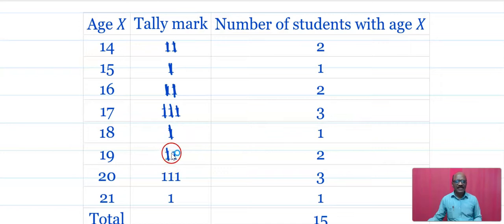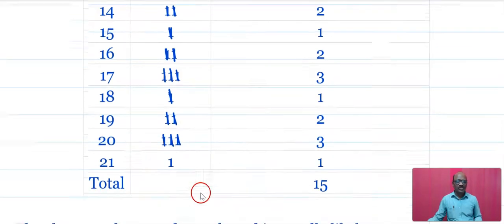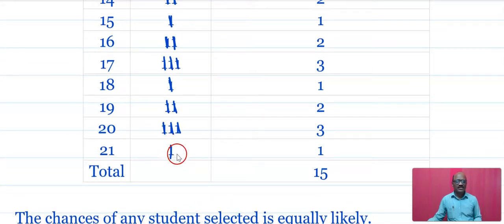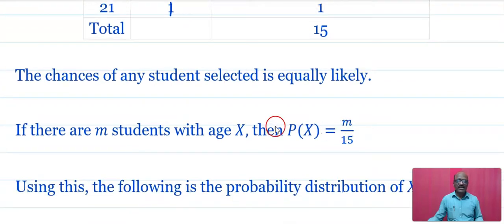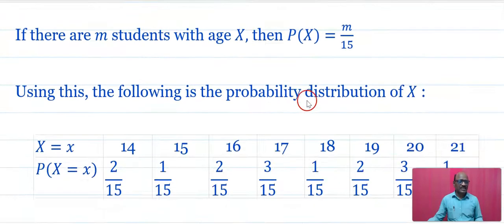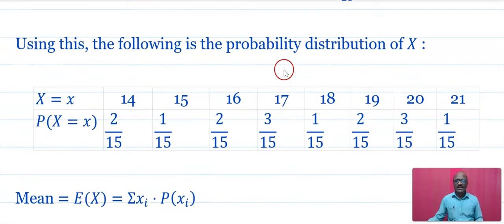And 19, there are 2 students; 20, there are 3 students; 21, there is a single student, and the total is 15. The chances of any student being selected are equally likely. If there are m students with the age x, then P of x is equal to m upon 15, and hence P of capital X is equal to small x.